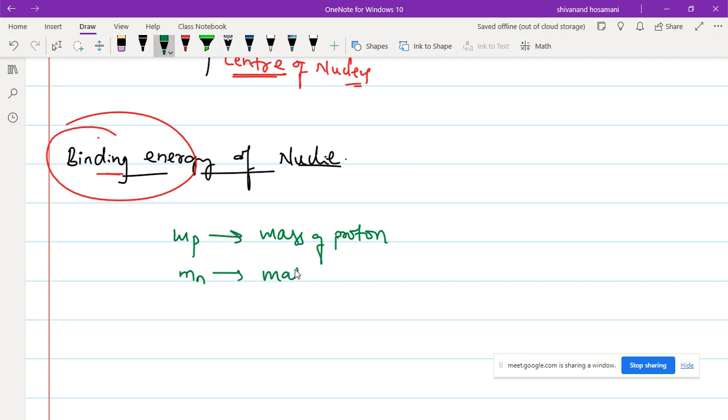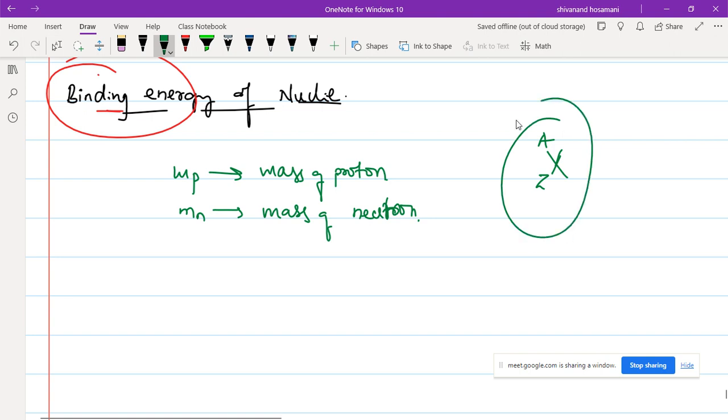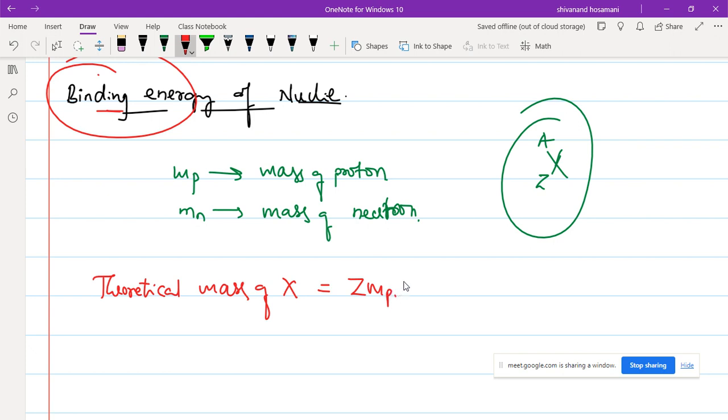Generally, we define any nucleus with its atomic number Z and mass number A. Then, by looking at nuclei, we define a theoretical (calculated) mass for it. The theoretical mass of the nucleus X is defined as Z times the mass of the proton plus (A minus Z) times the mass of the neutron. That gives us the theoretical mass of that nucleus.